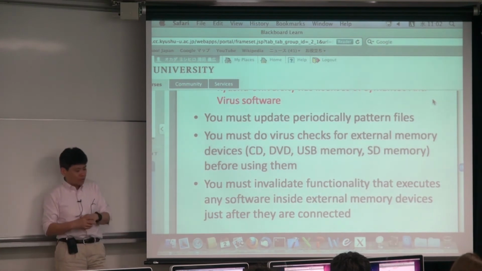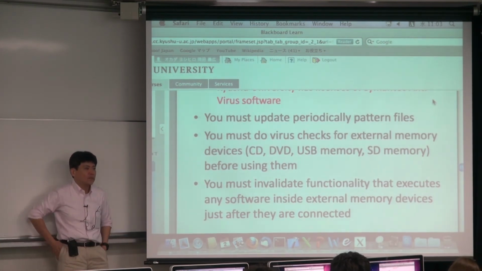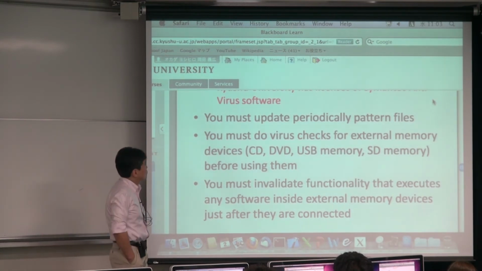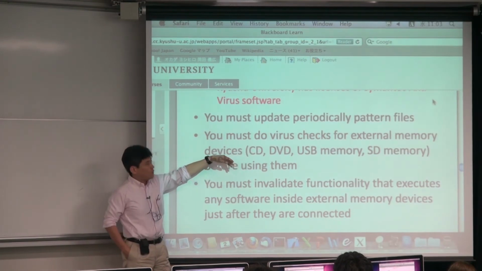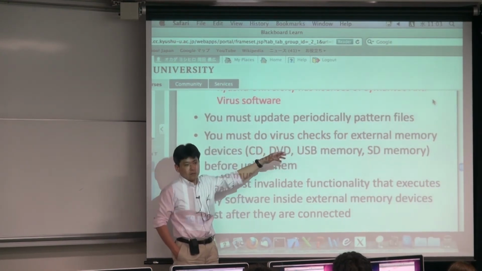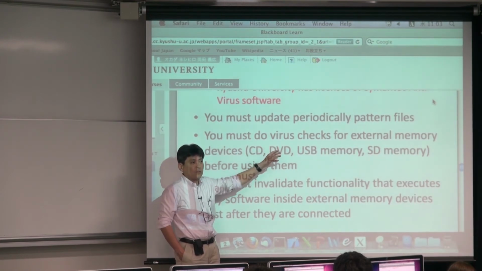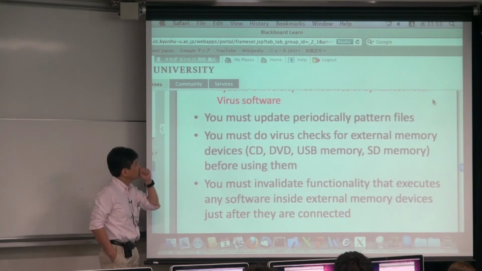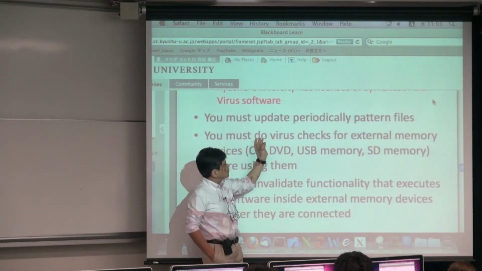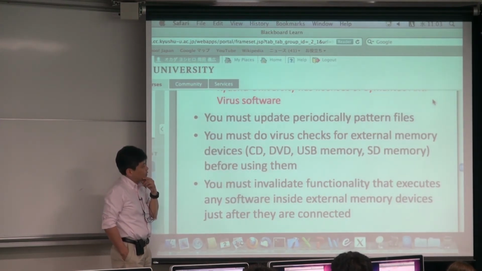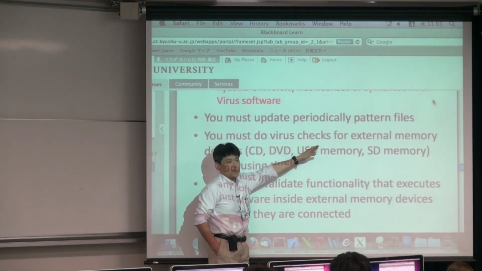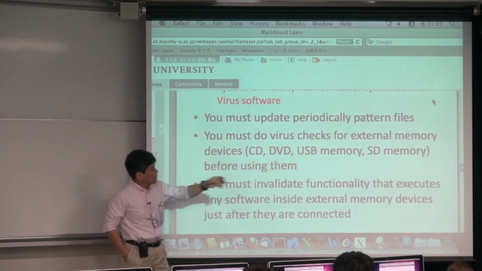Even after installing antivirus software, your PC is not so safe against illegal access. So you must update pattern files periodically. Pattern file means illegal access pattern. IDS systems usually use this information. And you must also do virus checks periodically, especially for external memories, USB memories, or SD memories.